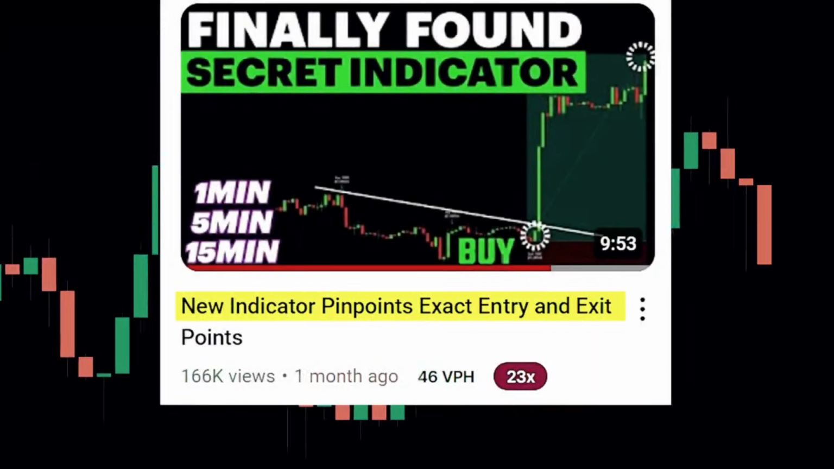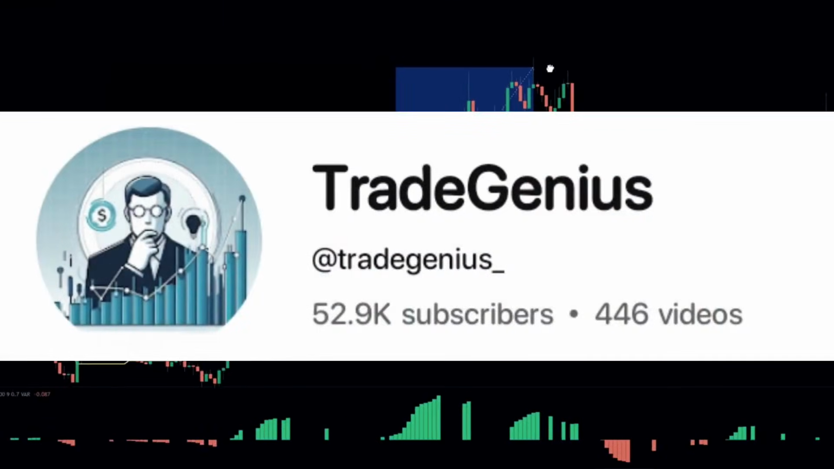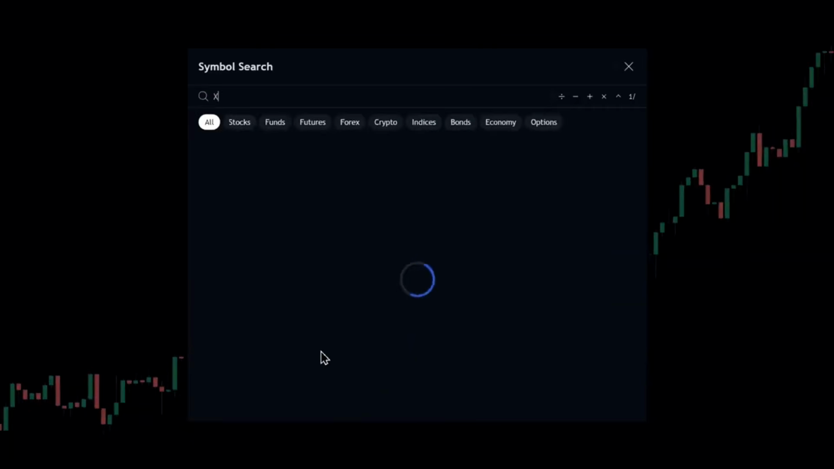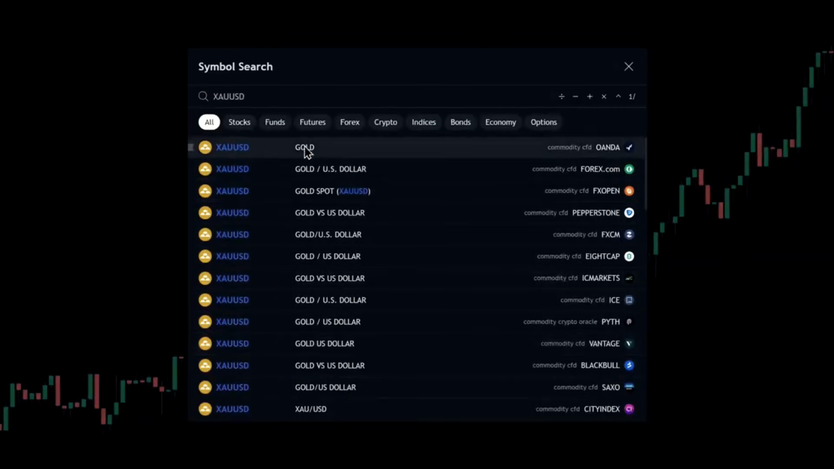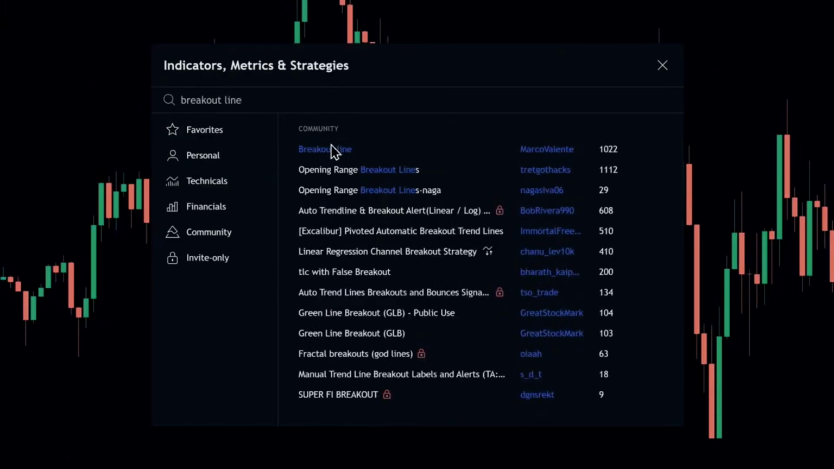This strategy relies on two indicators, as showcased by Trade Genius. They traded it on the breakout line using the 5-minute time frame for XAU-USD, which is the ticker symbol for gold against the US dollar. So we're going to do the same. First, we'll open the indicator search tab and add the breakout line indicator by this amazing author.